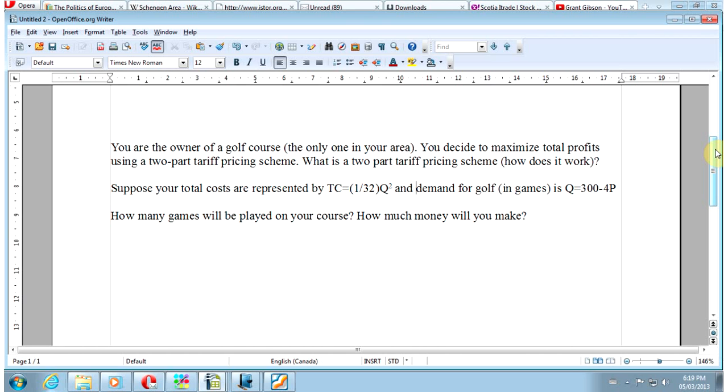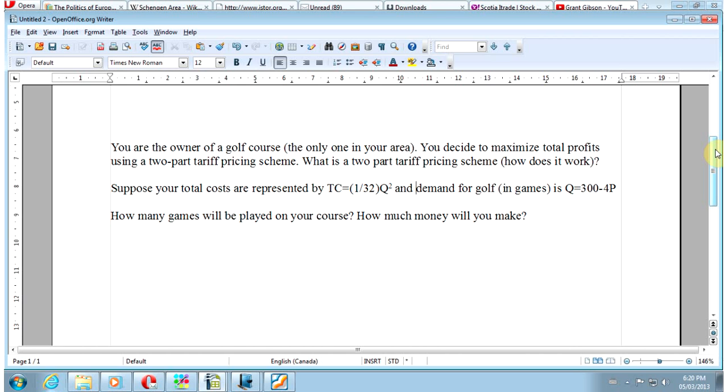question. You are the owner of a golf course, the only one in your area. You decide to maximize total profits using a two-part tariff pricing scheme. What is a two-part tariff pricing scheme? How does it work? Suppose your total costs are represented by TC equals 1 over 32 Q squared, and demand for golf in games is Q equals 300 minus 4P. How many games will be played on your course, and how much money will you make?